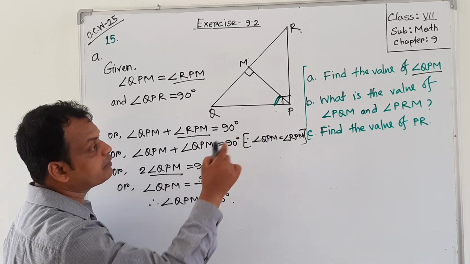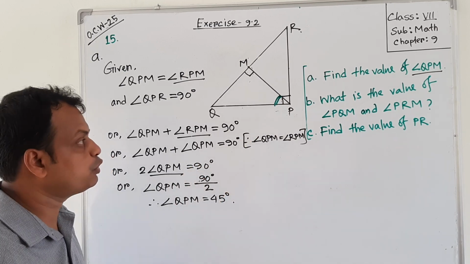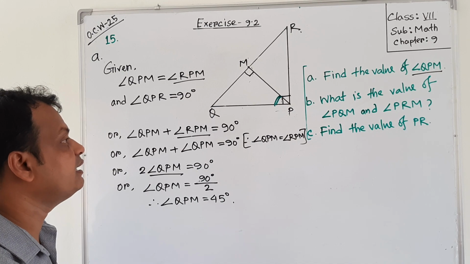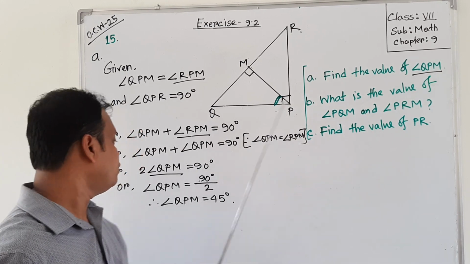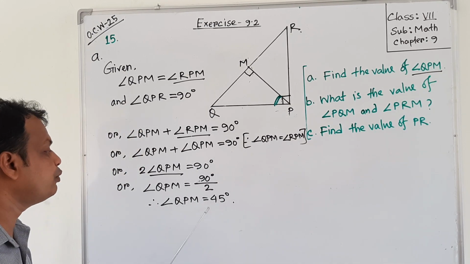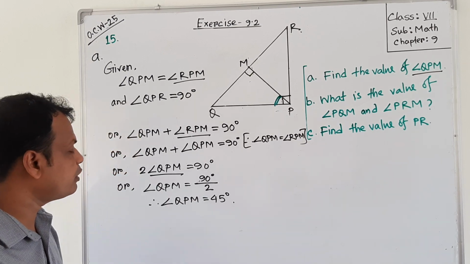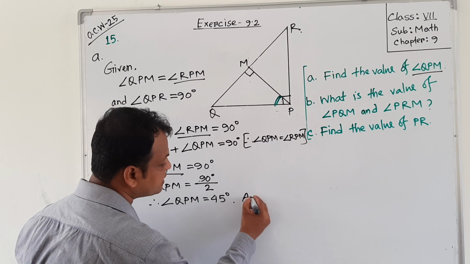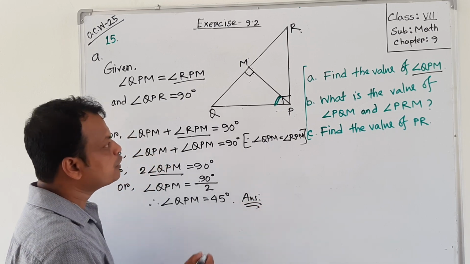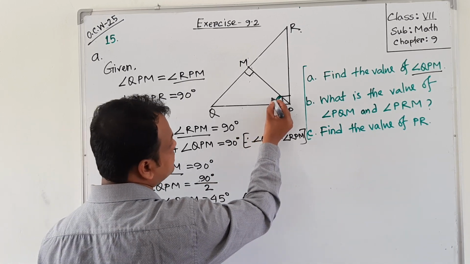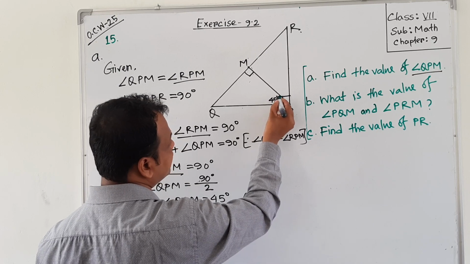So we have to find the value of this angle QPM. We have got the value of angle QPM will be 45 degree. So this is the result, the answer will be 45 degree. In the figure we can write the value of this angle is 45 degree.